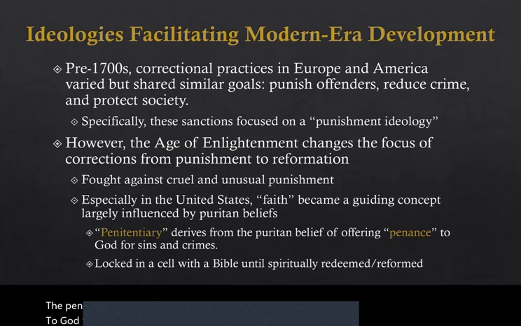And so what the Puritans would do is they would lock you in a cell with a Bible, and that's it, until you were spiritually redeemed and reformed in their eyes. Then you could rejoin society, right? Now, today, you're locked in a cell. You might get a Bible if you can get one from the library. And you do various other things in the prison until we've deemed that you have been redeemed or reformed, or that your time has expired, and we'll release you back into society.